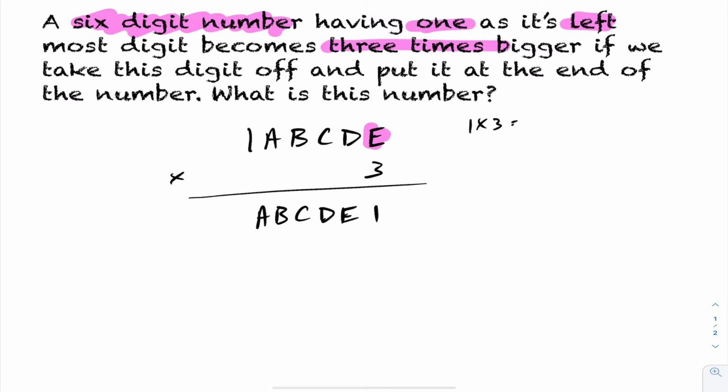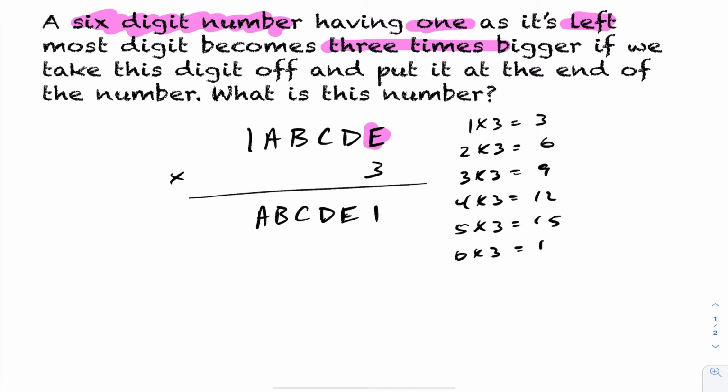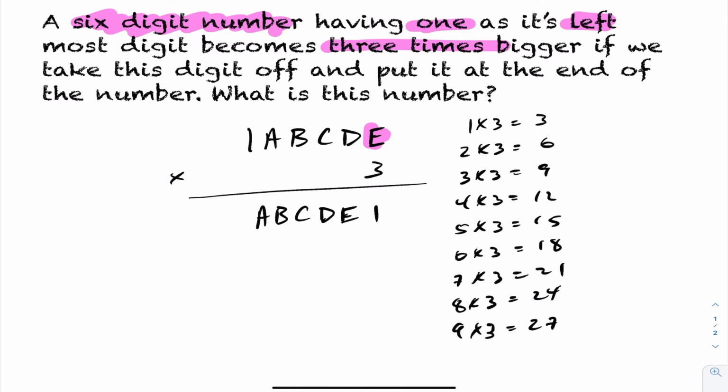Well, 1 times 3 is 3, so that's no good. 2 times 3 is 6. 3 times 3 is 9. 4 times 3 is 12. 5 times 3 is 15. 6 times 3 is 18. 7 times 3 is 21, and that's the one we're looking for. You'll see 8 times 3 is 24, no good. And 9 times 3 is 27, also no good. So for us here, there's the 21.